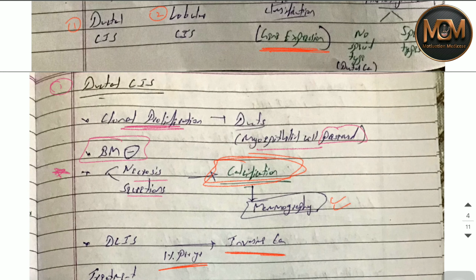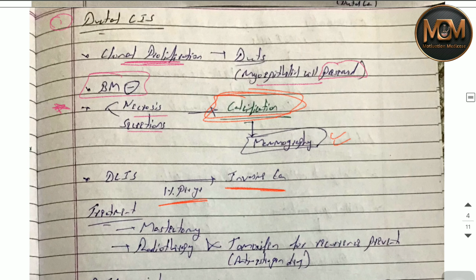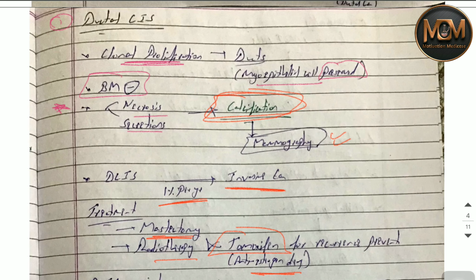That may lead to invasive carcinoma. How can you treat them? You can remove the breast, that is, you can do mastectomy, and also radiation therapy, as well as you can give tamoxifen. Tamoxifen is an anti-estrogen drug. Basically, estrogen is one of the things which is causing the breast cancer. So we give tamoxifen to prevent the recurrence, so that it does not occur again after the mastectomy. That's why we give tamoxifen.